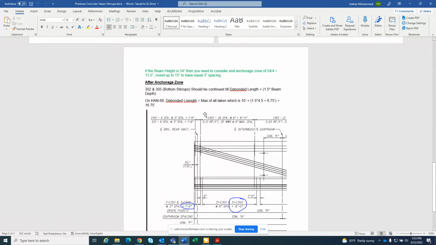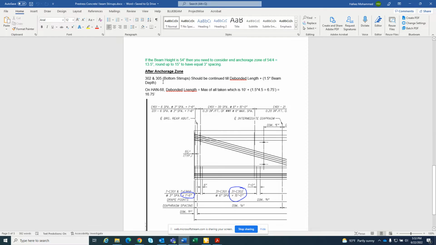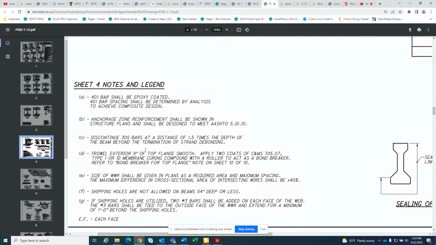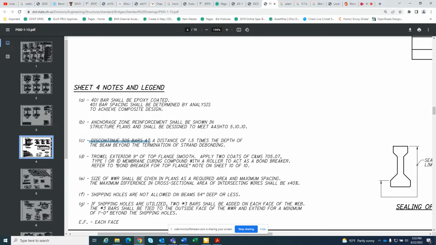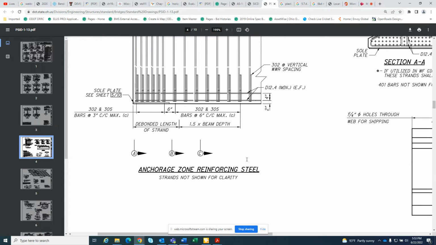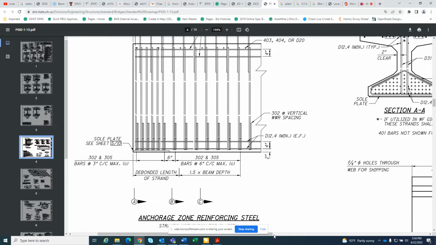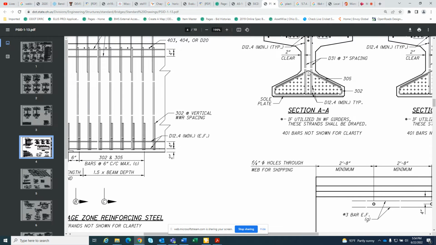After the anchorage zone, you have two rebars at the bottom, 302 and 305. You continue those two rebars till the second anchorage zone, and after that you continue only one rebar, just like shown in the standard drawing. It says discontinue 305 rebar at a distance of 1.5 times the depth of the beam beyond the termination of the strand bonding. So what is 305 rebar? 305 rebar is your stop rebar here.